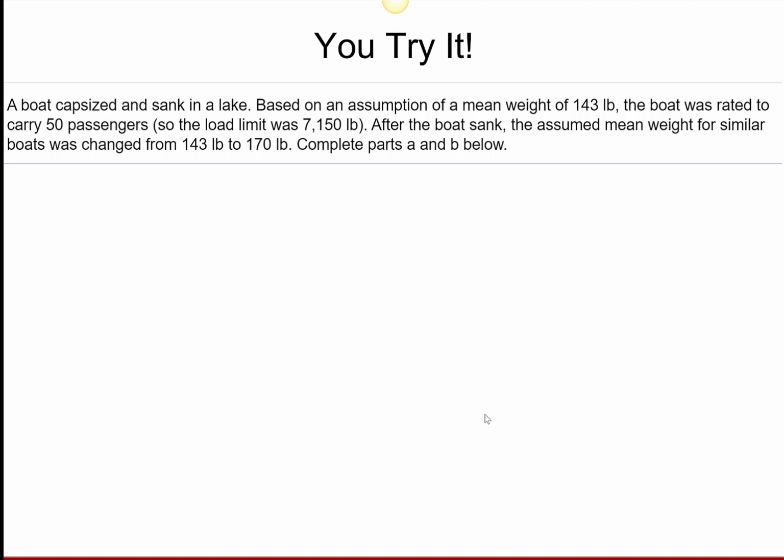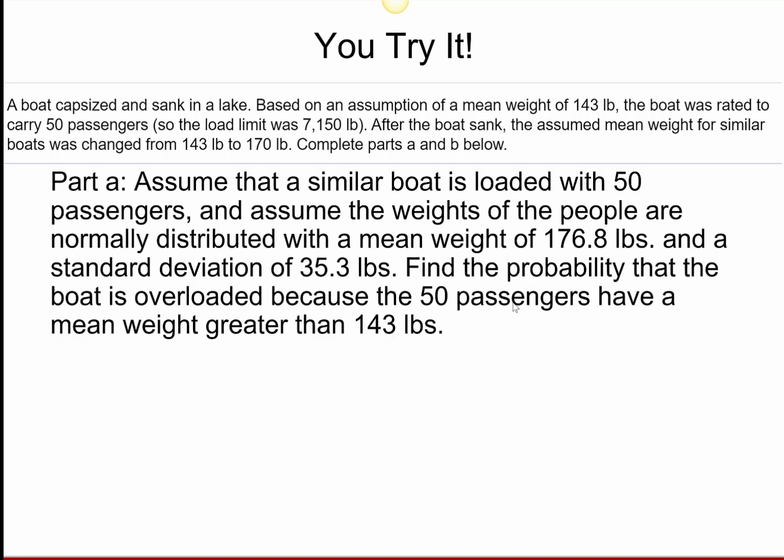After the boat sank, the assumed mean weight for similar boats was changed from 143 to 170. Assume a similar boat is loaded with 50 people, and assume the weights of the people are normally distributed with a mean weight of 176.8 and a standard deviation of 35.3. Find the probability the boat is overloaded because the 50 passengers have a mean weight greater than 143.